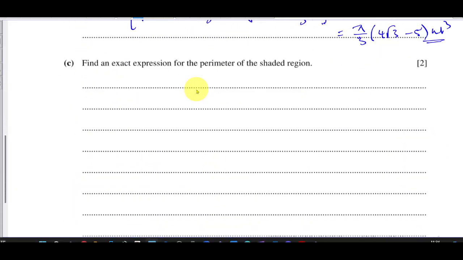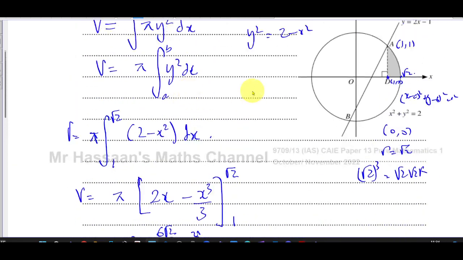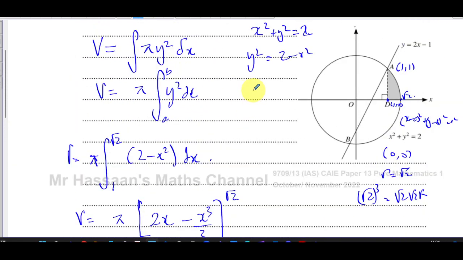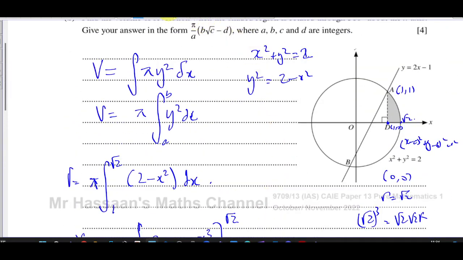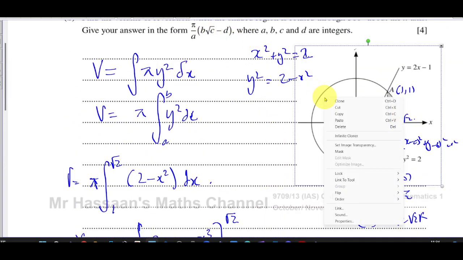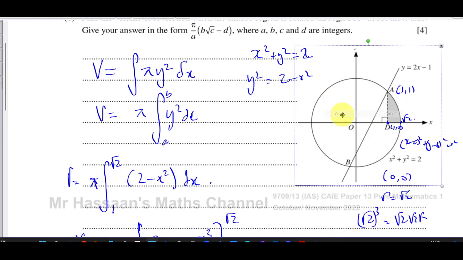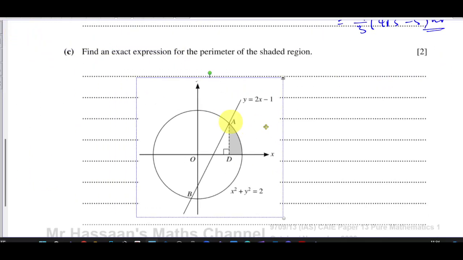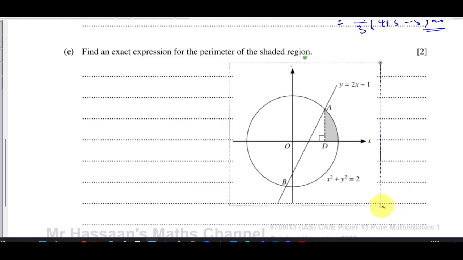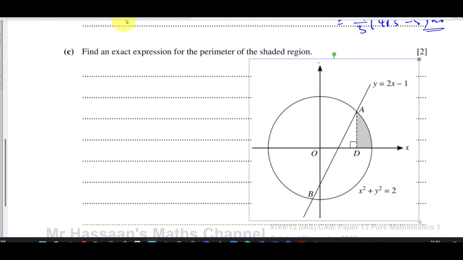And for part C, it says find an exact expression for the perimeter of the shaded region. An exact expression for the perimeter of the shaded region. So we got this over here and this over here. So let me just get this diagram and sort that out. I'll just copy this diagram as it was before I did anything to it. Paste it over here so we've got some space to look at it. Okay, so now we want to find an expression for the perimeter of the shaded region.